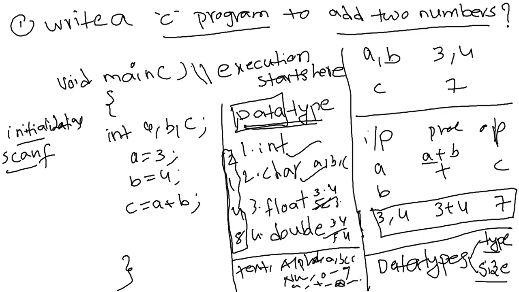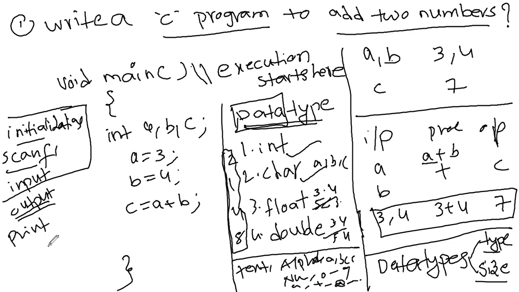Now I want to display the value on the screen. To display the value, that is the output. Input we have taken in two ways: one is initialization, the other one is scanf. That is the input. Now I want to give output. To display on the screen, I want to use the output function, that is called printf. So here I am using the printf.